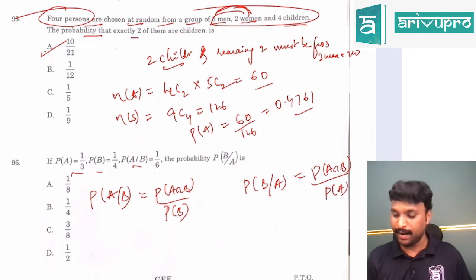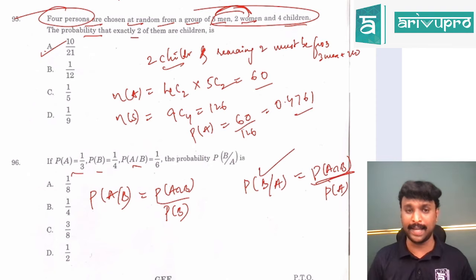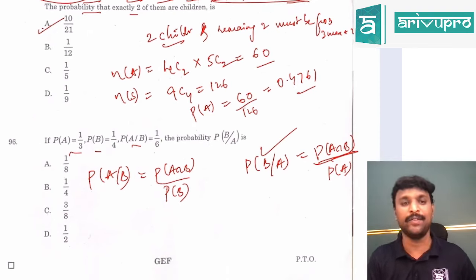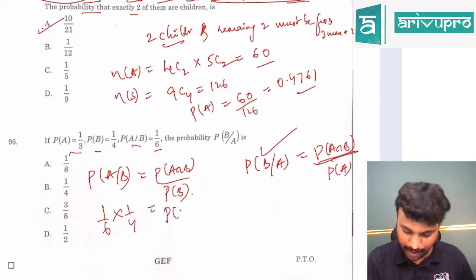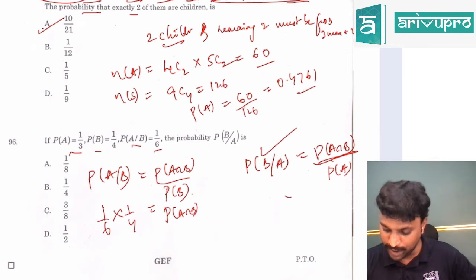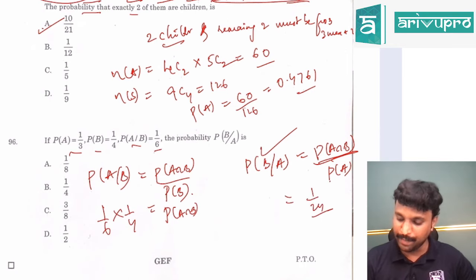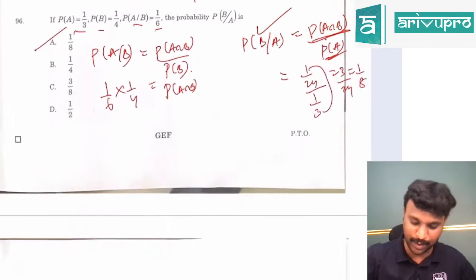Now guys, we need to know P of A intersection B for finding out P of B slash A. How do you find it? From the first equation. P of A slash B is what? 1 by 6. And P of B gets multiplied. What is P of B? 1 by 4. It is equal to P of A intersection B. P of A intersection B is 1 by 6 into 1 by 4, which is 1 by 24. Divided by P of A. What is P of A? 1 by 3. 3 goes up and 24 stays. 3 1s are 3, 8 3s are 24, so 1 by 8. So the answer is option A.